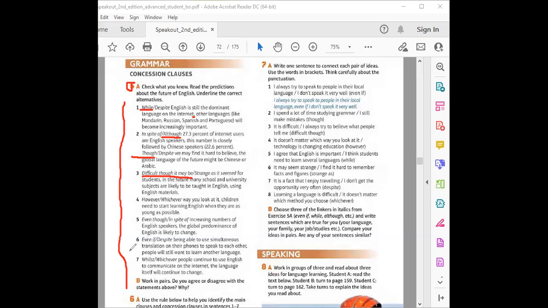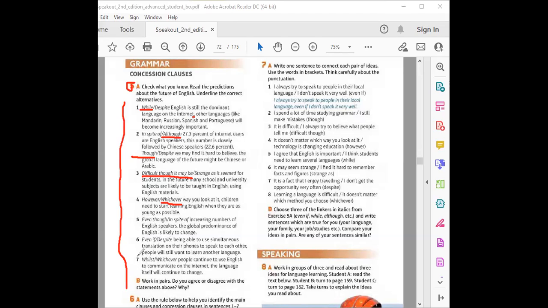Tasneem, it's your turn. Number 4, please. Whichever way you look at it, children need to start learning English when they are as young as possible. Thank you. Whichever way, that's correct. We have 3 of them, so I can give one to every one of you. Ikram, you can do number 5.